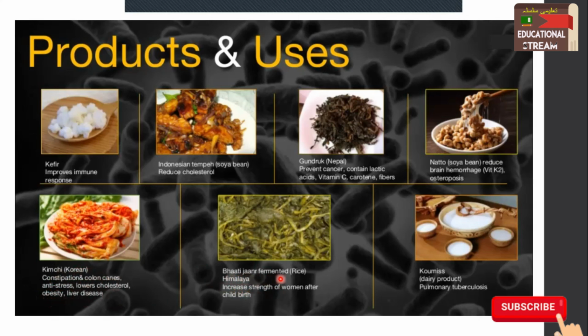Then Patti Janar, fermented rice, which is common in the Himalaya area. They increase the strength of women after childbirth. So different areas use different types of fermented food. Then kiomis, which is a dairy product, helps in removing pulmonary tuberculosis issues.